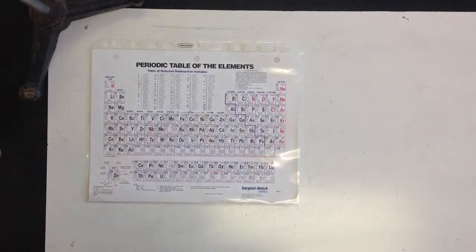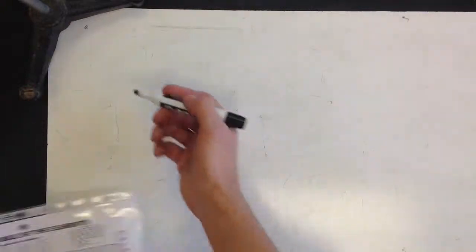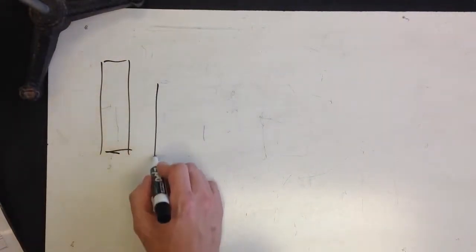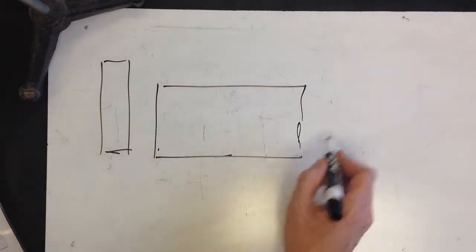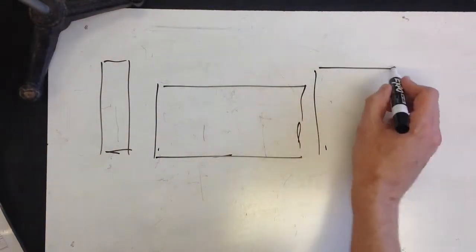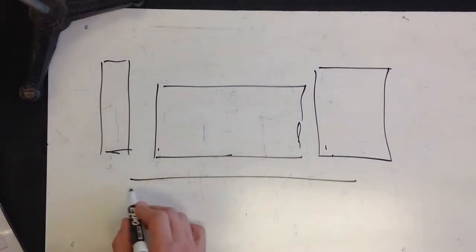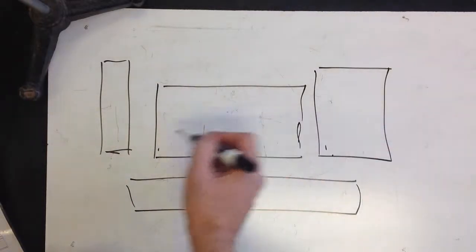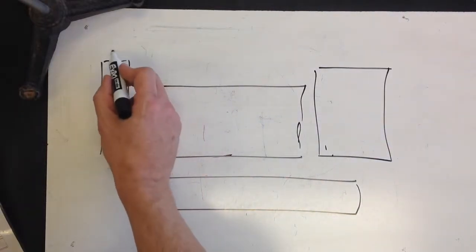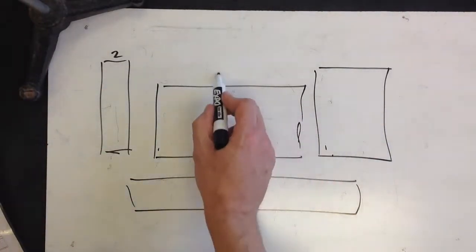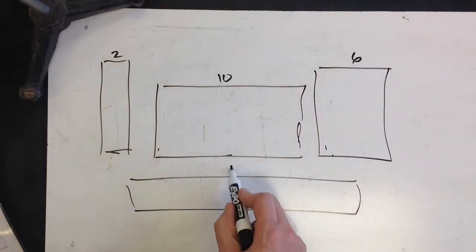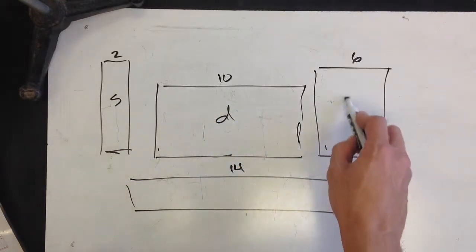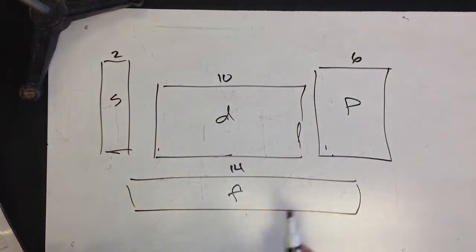So if you remember from the periodic table, we have the S block, we have the D block, we have the P block, and then obviously we have the F block. Okay? And within each of these blocks, there are 2 sublevels, or 10, or 6, or 14. Now obviously that corresponds to the S, the D, the P, or the F. Okay?